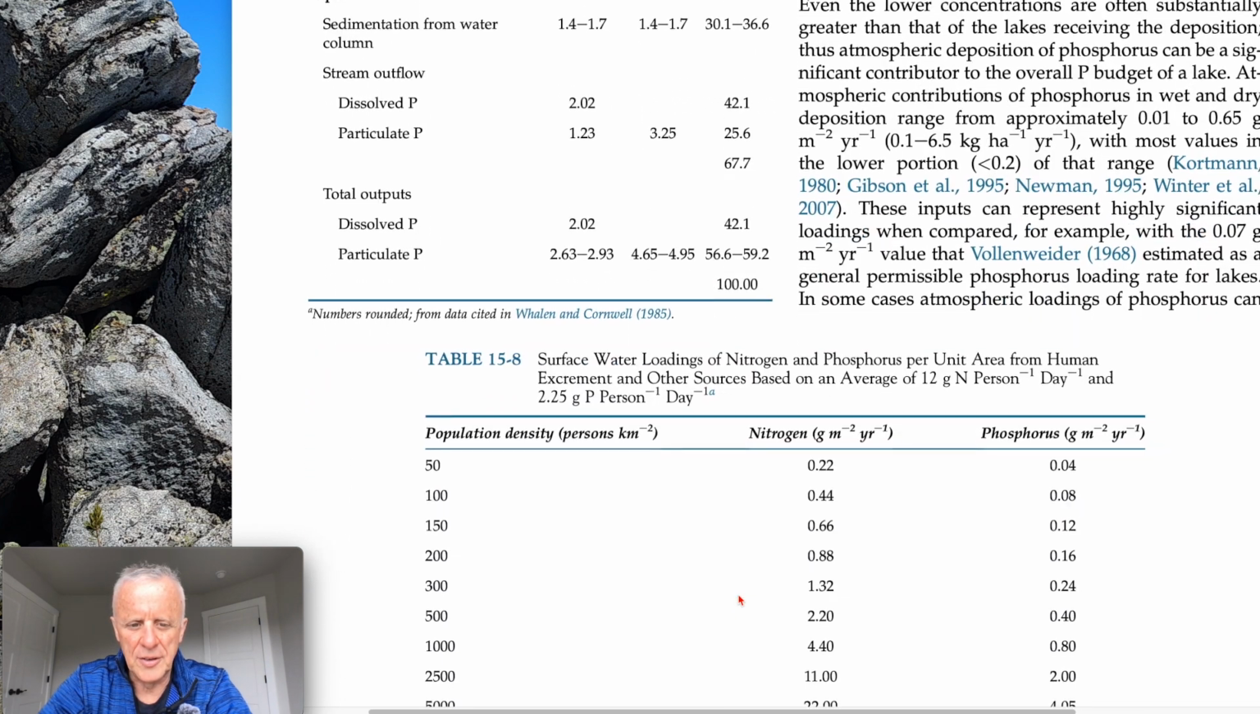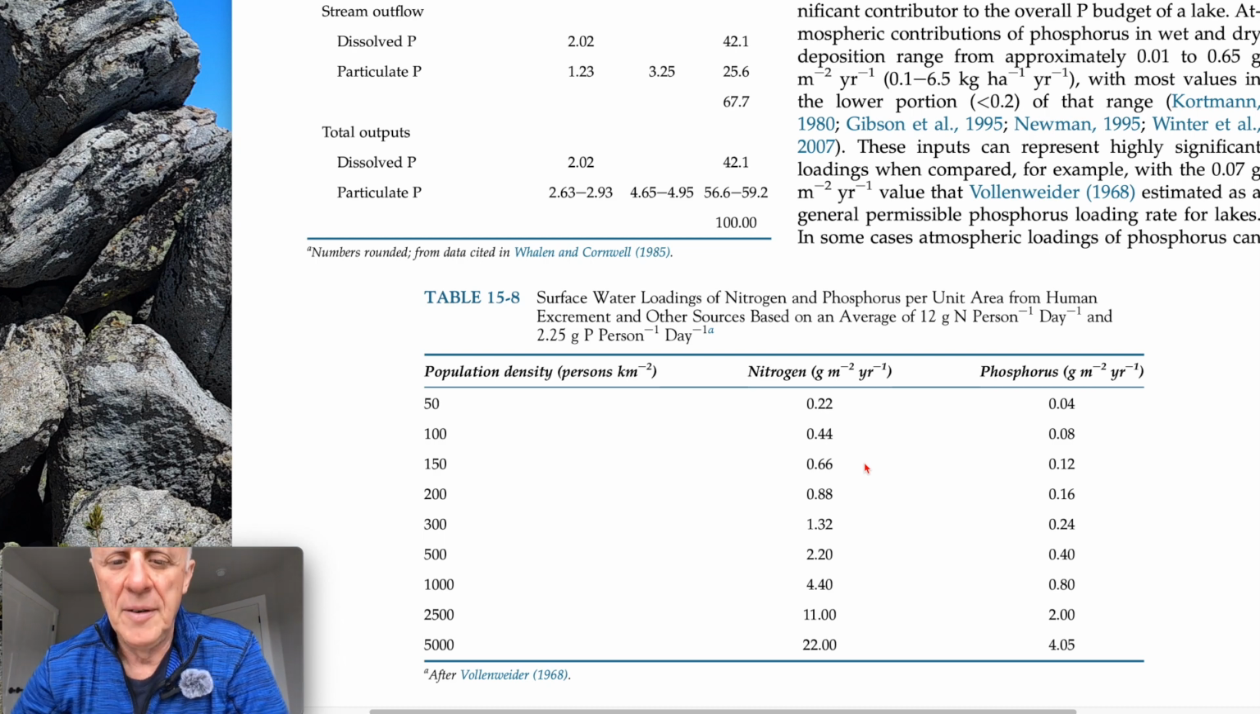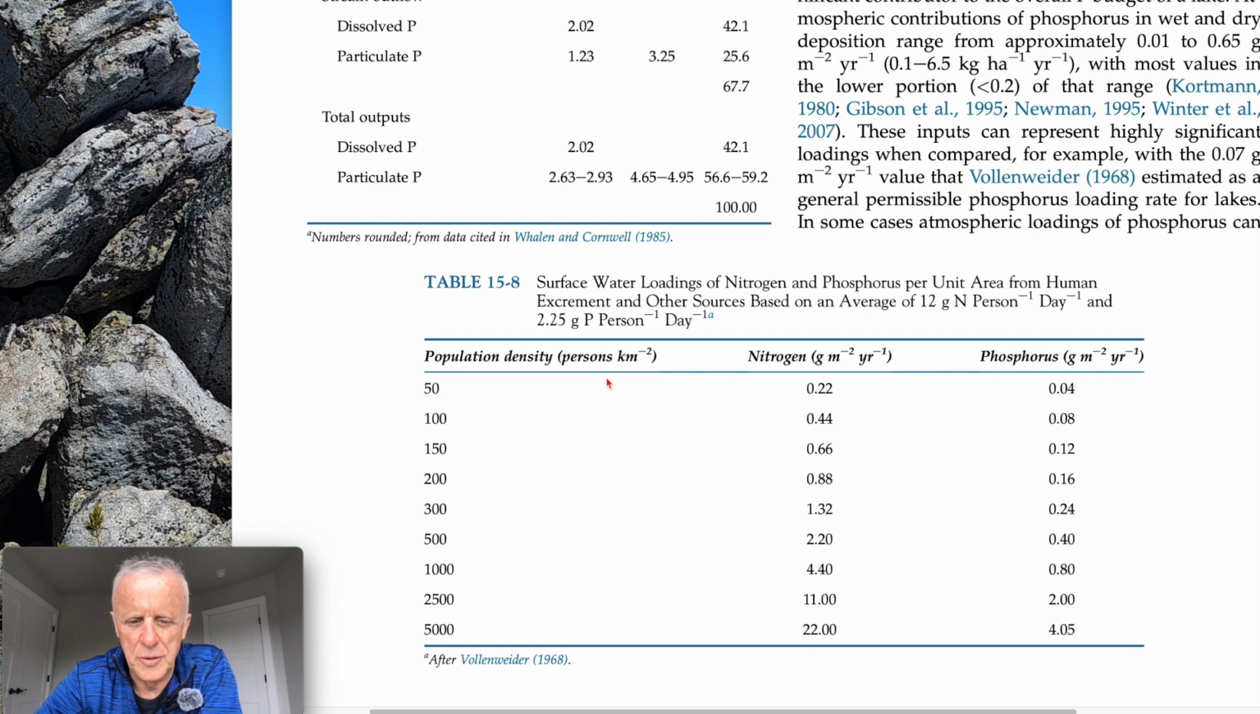Let's go look at Table 15-8. Surface water loadings of nitrogen and phosphorus per unit area from human excrements and other sources, based on an average of 12 grams of nitrogen per day per person and 2.25 grams of phosphorus per person per day. So here, population density is on the left, in persons per square kilometer, then nitrogen, and then phosphorus, and the units are in grams per square meter per year.